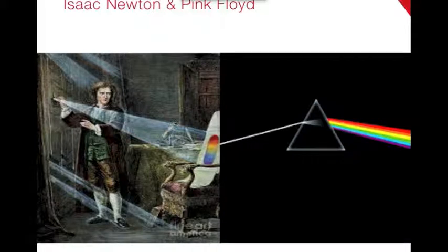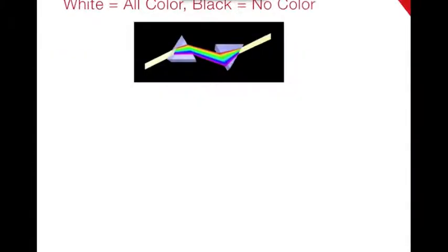And that is, all colour is made from white light, and if we compress that colour back, we can make white. And a lack of colour equals black.